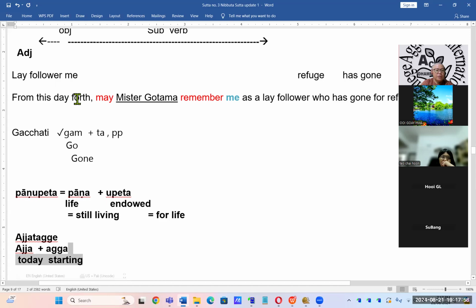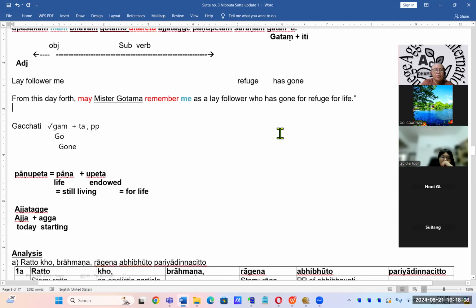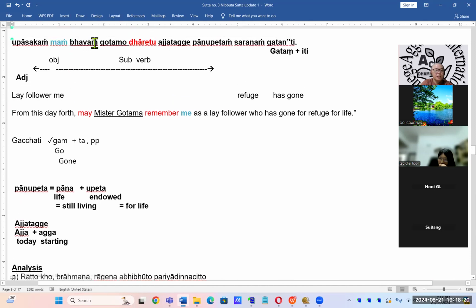That's why I translate this word as from this day forth, meaning that starting from today, he takes refuge in the Buddha, because he lets Mr. or Master Gotama remember him as a lay follower who follows the Buddha's teaching. Okay. So that's the meaning of the whole sentence.